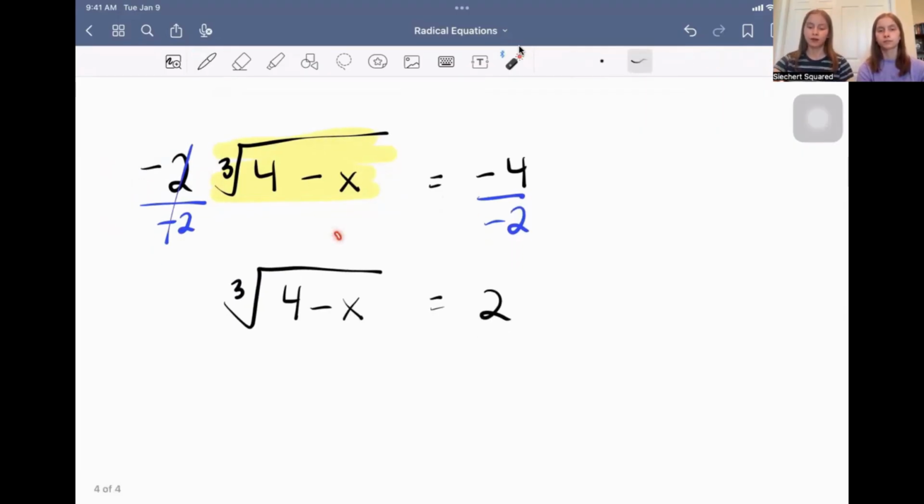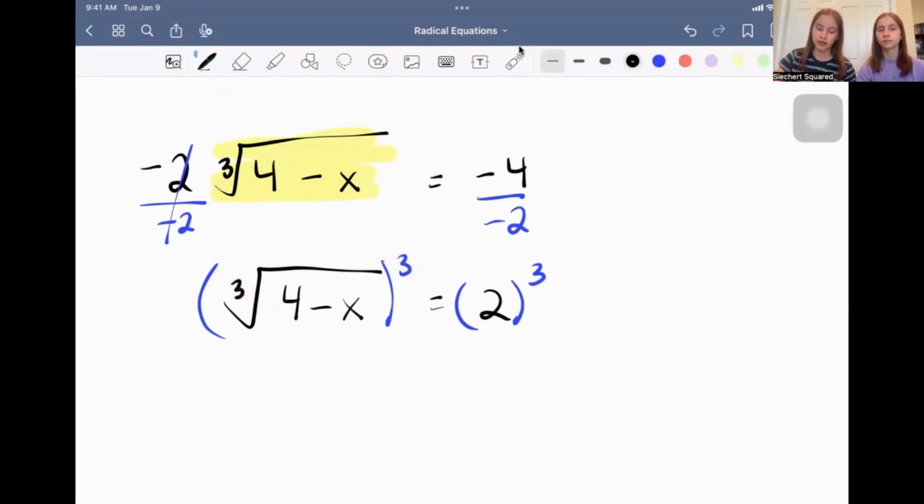And now that that radical's on its own, we are going to raise it to the power of the index, which is really a fancy way of saying if it's a cube root, you raise it to the power 3. If it was a fourth root, you'd raise it to the power 4, and so on and so forth. So in this case, I'm going to raise it to the power of 3 for both sides. And like Megan was saying earlier, that cube root and the actual cube are going to undo each other or cancel each other out. So now I just have my 4 minus x, no more radical, and then 2 to the power of 3 is 8.